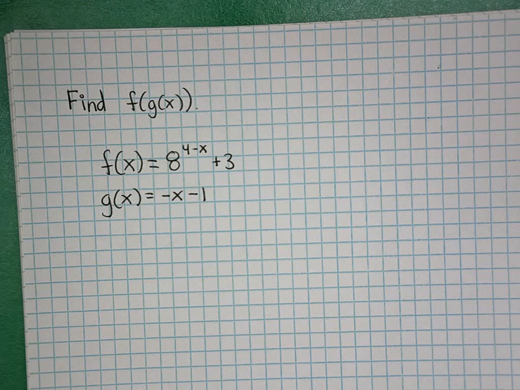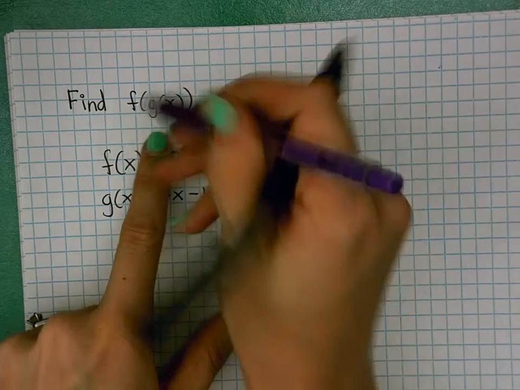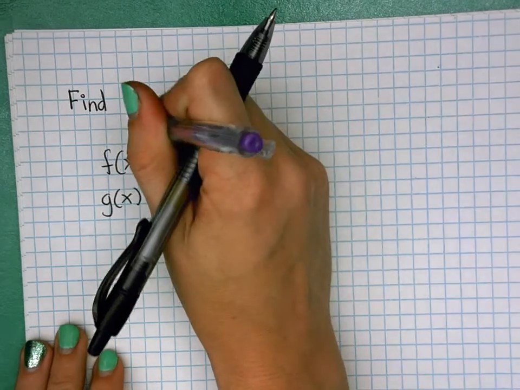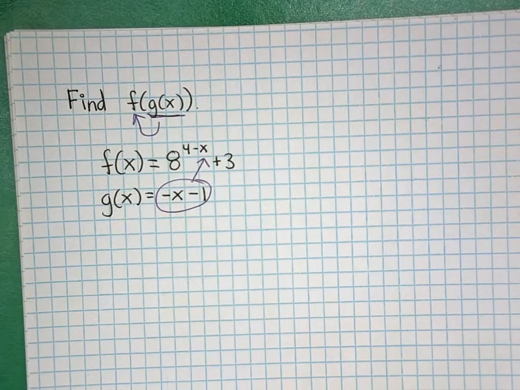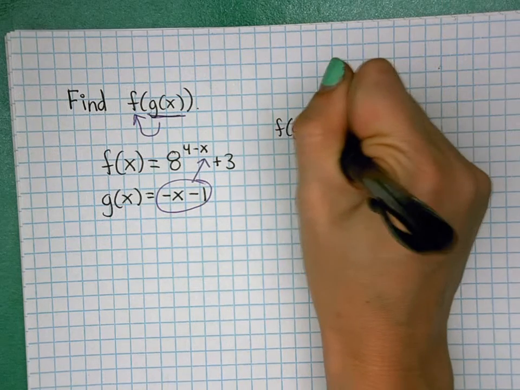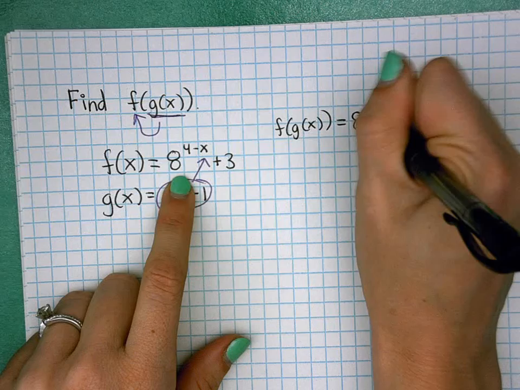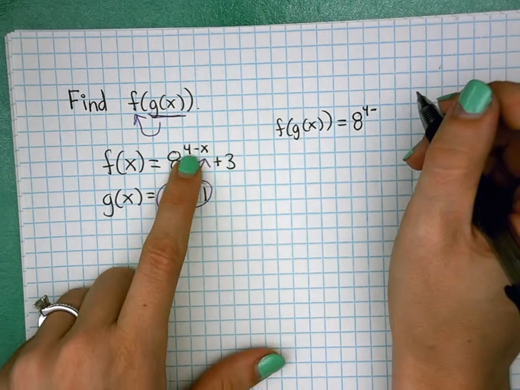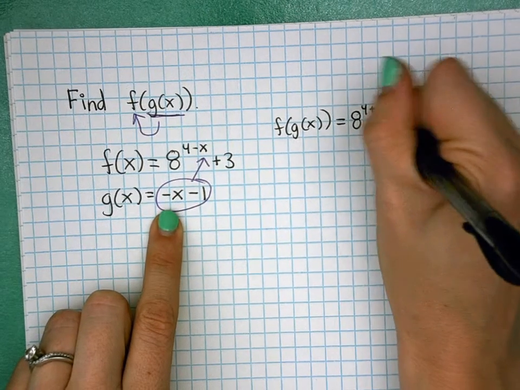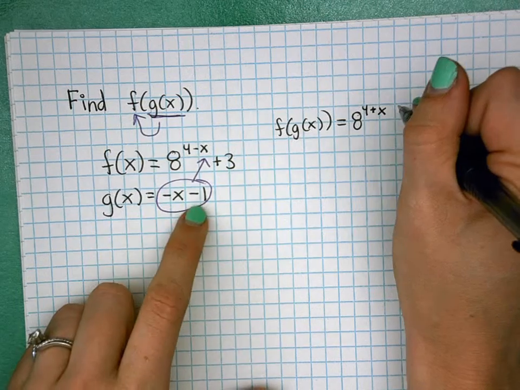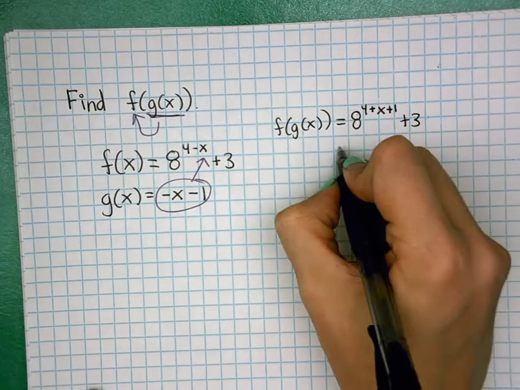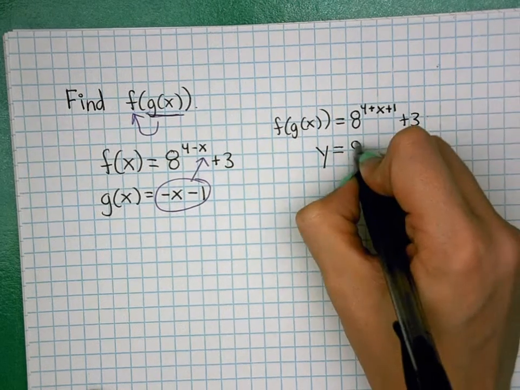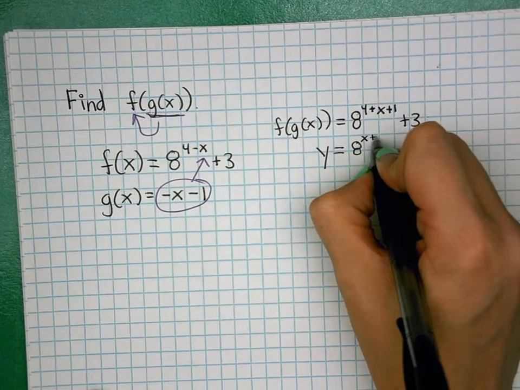Okay, so here we go. This composite function, we have g of x getting plugged into f of x. And so I'm going to take this g of x and I'm going to plug it into f of x. Okay, and so my f of g of x is going to be 8 to the 4 minus, and then I'm subtracting negative x, so it's going to be plus x, and I'm subtracting negative 1, so that's going to be plus 1 plus 3. And so this composite function is 8 to the 4 plus 1 is 5, so x plus 5 plus 3.